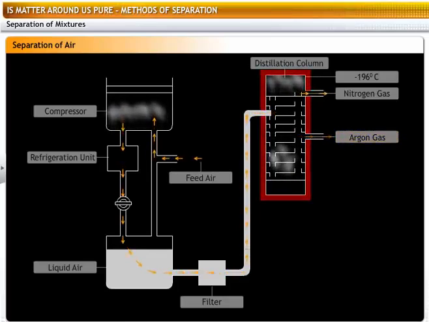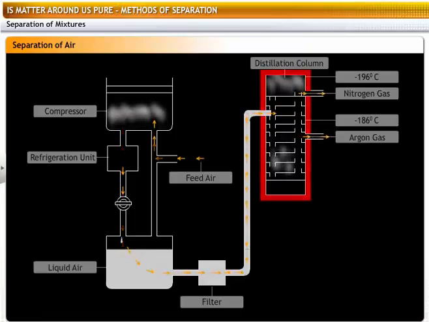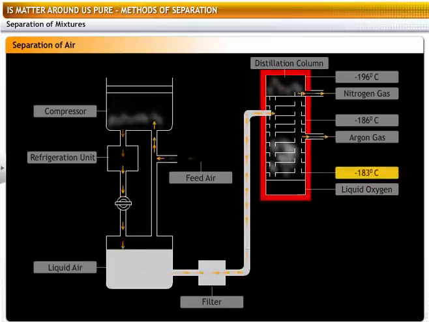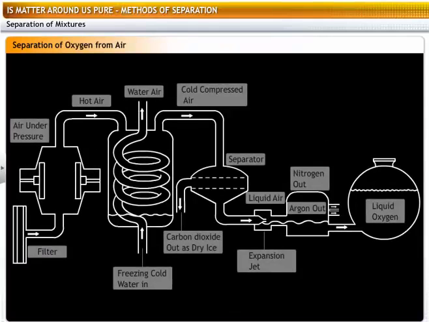Liquid argon has a slightly higher boiling point of -186°C, so it boils next. It collects as argon gas in the central part of the fractional distillation column. Liquid oxygen has the highest boiling point of -183°C. It boils last. It collects as oxygen gas at the base of the fractional distillation column. If you want to obtain only oxygen gas from the air, separate out all the other gases and collect just the oxygen gas. The diagram shows you the apparatus that is used for separating oxygen from air.